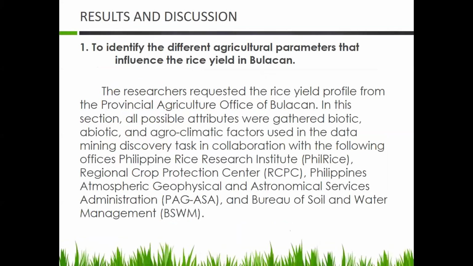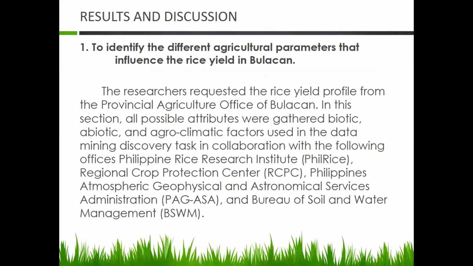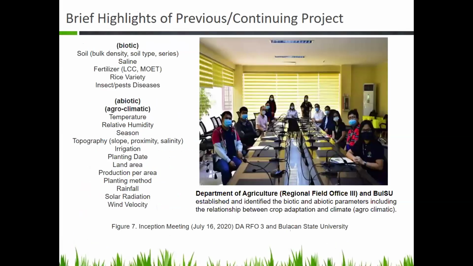So for the results and discussion, for objective number 1, the researchers identified the agricultural parameters by requesting the rice yield profile from the Provincial Agriculture Office of Bulacan. So in this section, all possible attributes were gathered, the abiotic and agroclimatic that we use in the data. So we collaborated with different offices such as the Philippine Rice Research Institute, the Regional Crop Protection Center, the Philippine Atmospheric, Geophysical, and Astronomical Services Administration, and the Bureau of Soil and Water Management.